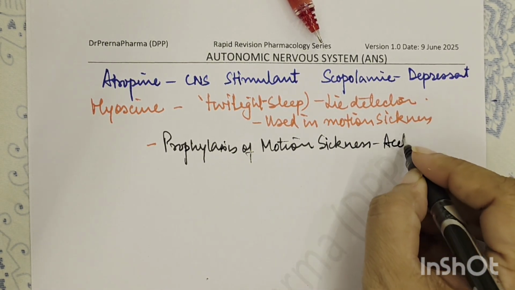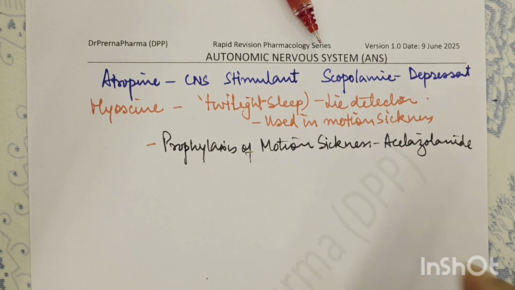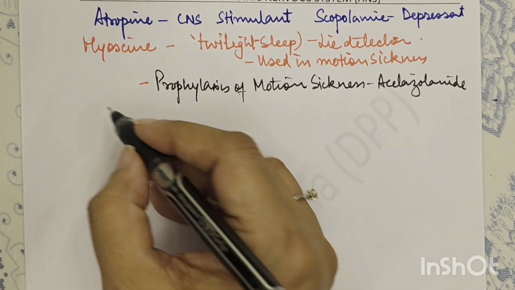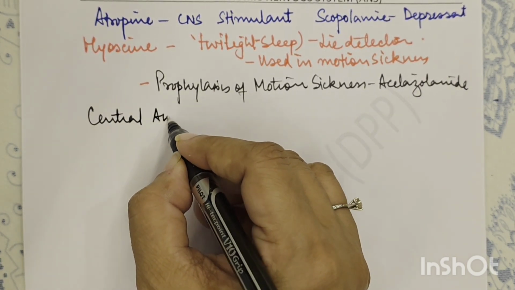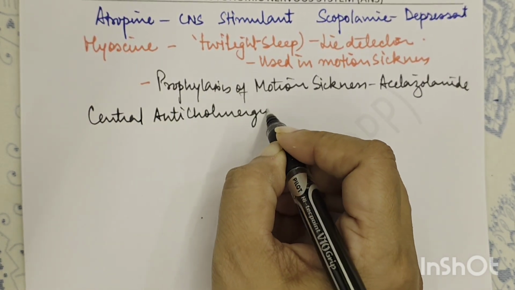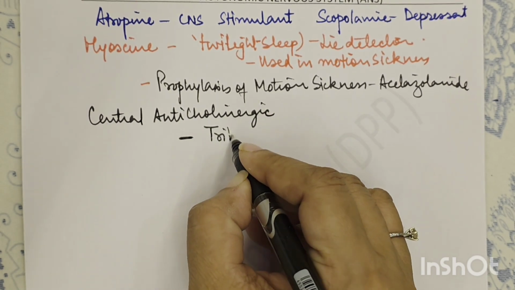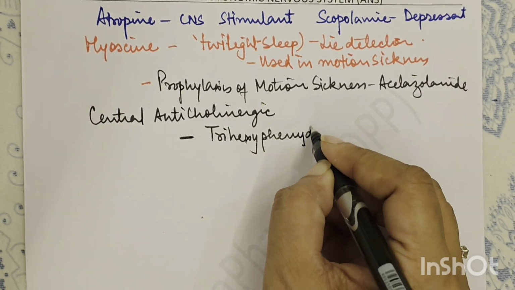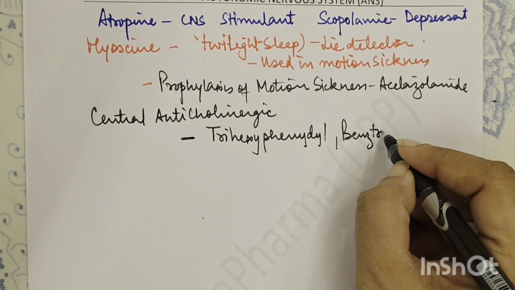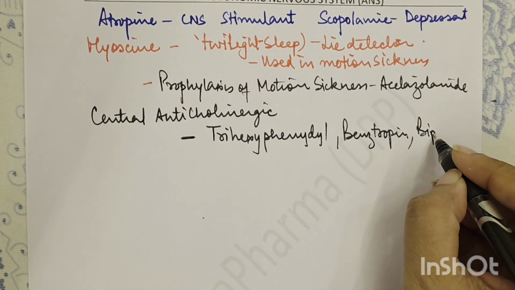we use, what is the drug given? That is acetazolamide. Okay, treatment of motion sickness, we use hyoscine. Then there are some drugs which are called as central anticholinergics. This I am sure you will remember. So these central anticholinergics are trihexyphenidyl, then benztropine and biperidine.